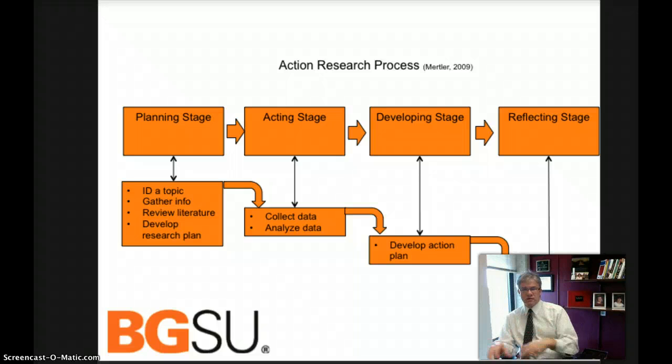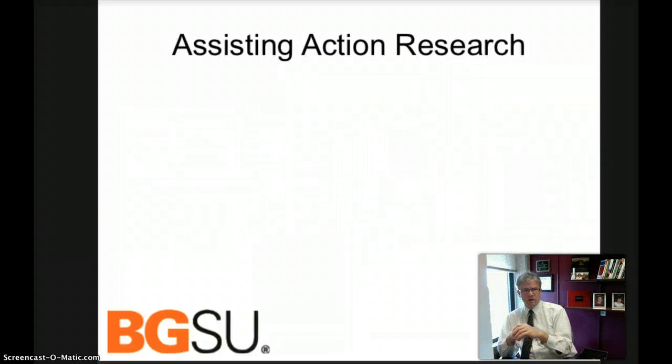Here's another kind of diagram of the way action research could play out. So we have a planning stage, we have an acting stage, we have a developing stage, or reflecting stage, right? So we identify the topic, we collect some data, analyze the data. This is this phase 2, right? Then we develop an action plan, and then we act on that plan, and then we loop it back around. So assisting action research.